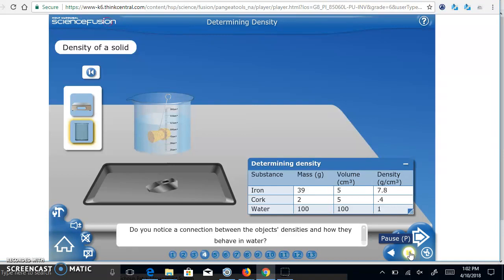Do you notice a connection between the objects' densities and how they behave in water? A substance with a density less than water floats. An object with a density greater than water sinks.